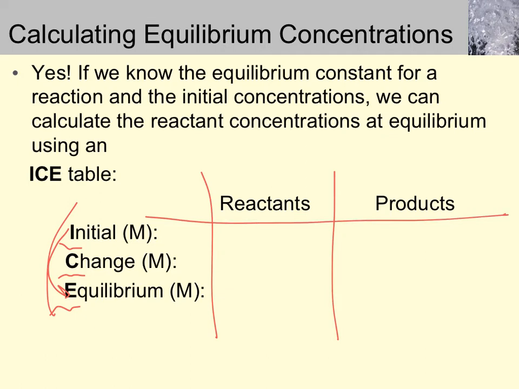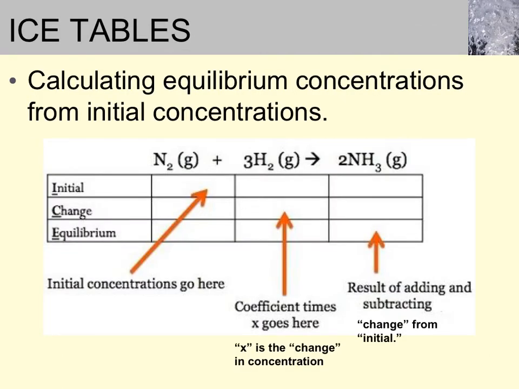So the best way to teach this is simply to show you examples. The key to working successfully with an ICE table is to understand what the change row is for, right in the middle. It's pretty self-apparent what initial concentrations are, whatever they happen to give you. I will point out that, unless you're told otherwise, you assume the initial concentration of products is 0. That's normally the case when you're doing a reaction.